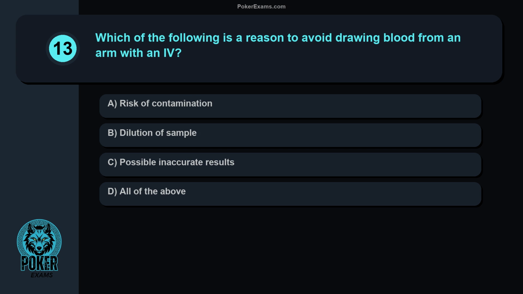Question 13. Which of the following is a reason to avoid drawing blood from an arm with an IV? Risk of contamination. Dilution of sample. Possible inaccurate results. All of the above.